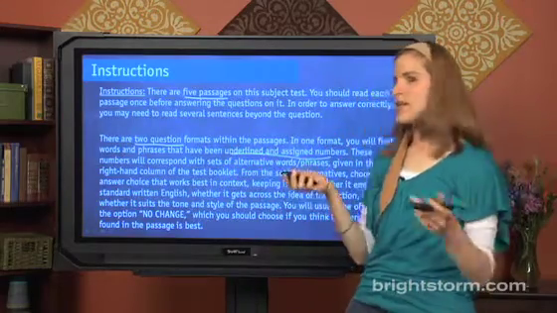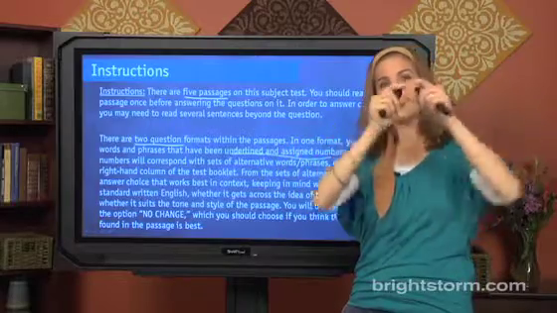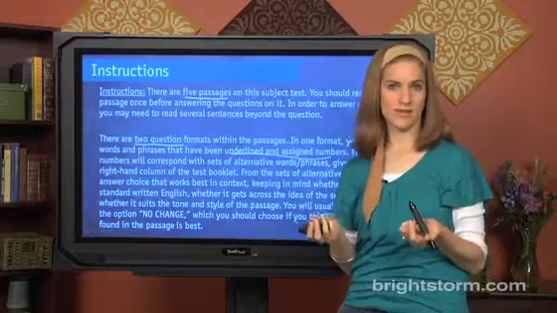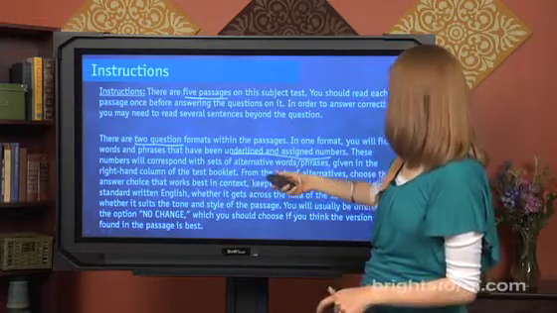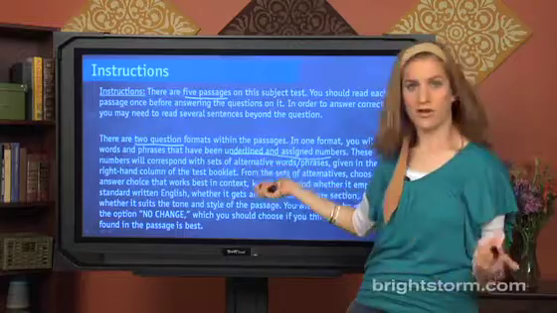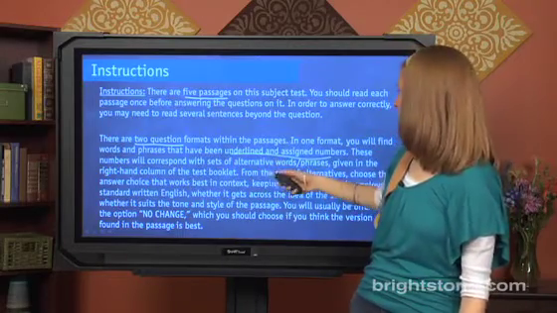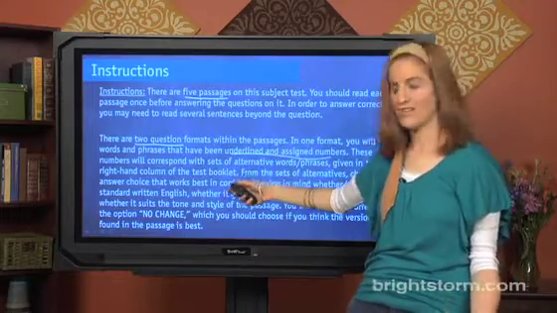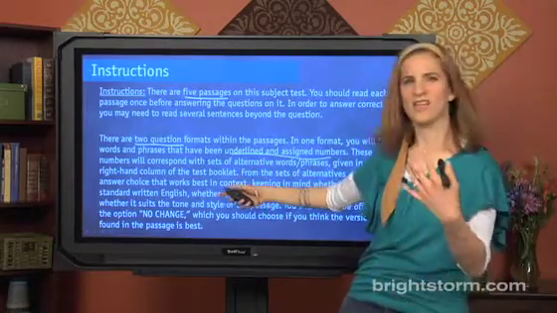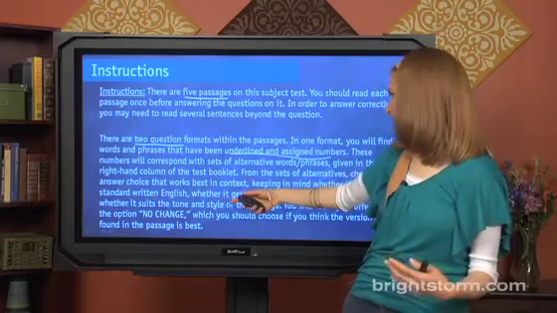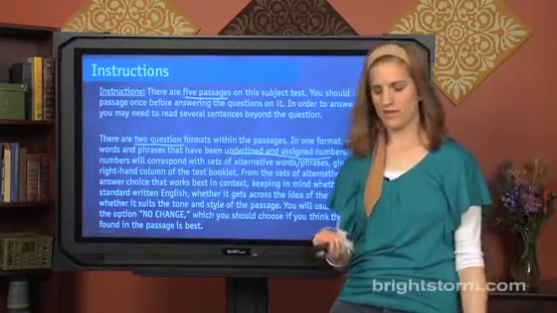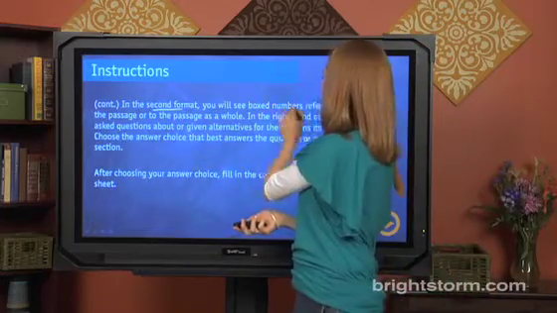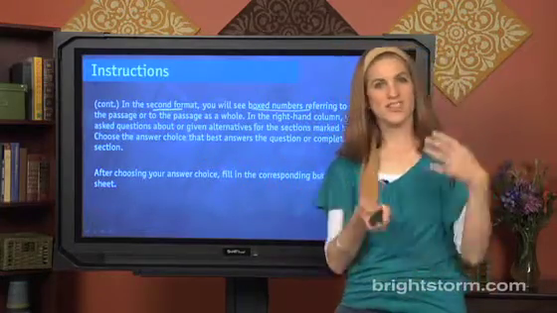That's the first format. So you'll see something in your passage, it's underlined, there'll be a number underneath it, and it'll match to a question that corresponds with that number. And these numbers correspond with sets of alternative words and phrases. And then from the sets of alternatives, you need to choose the answer choice that works best in context, keeping in mind whether it employs standard written English, whether it gets across the idea, whether it suits the tone, things like that.